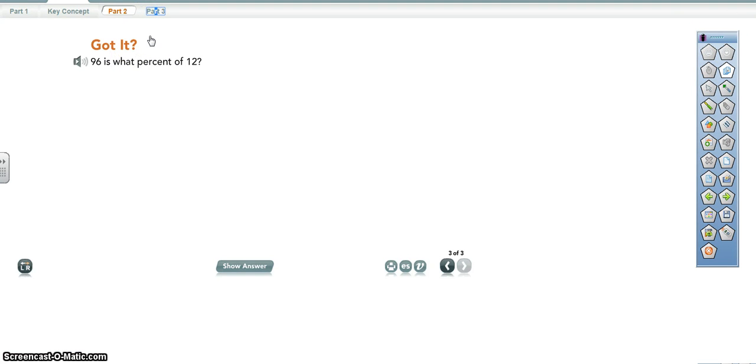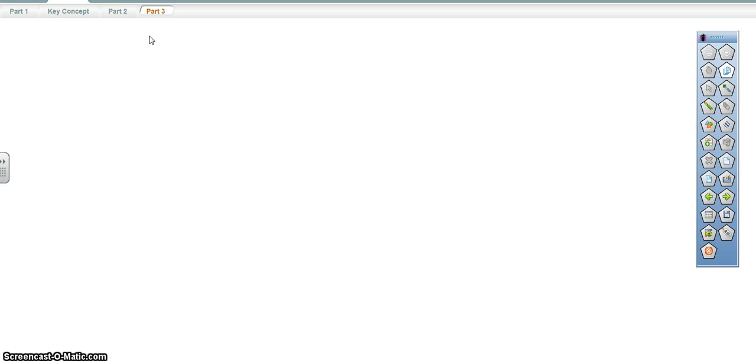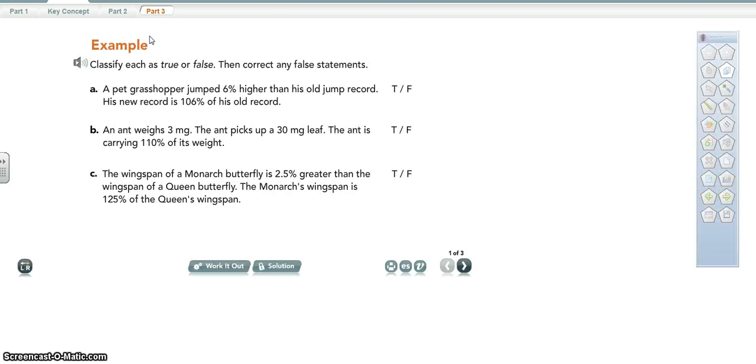All right, we're on to the last part. Again, we're just going to be thinking about what percents greater than 100 really mean. So we'll go through each and classify it as true or false.